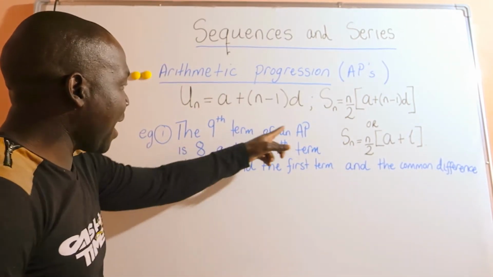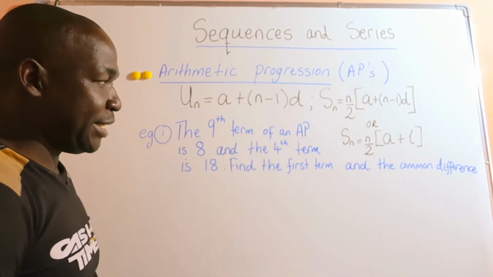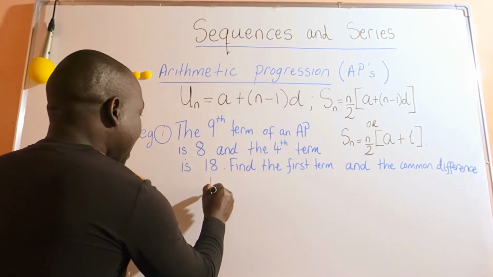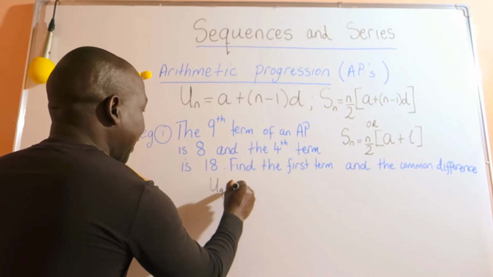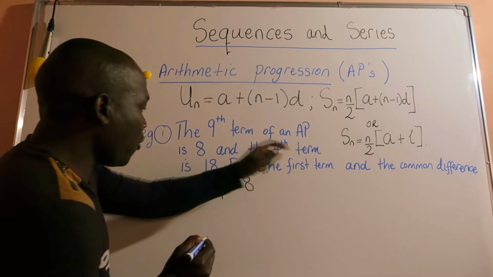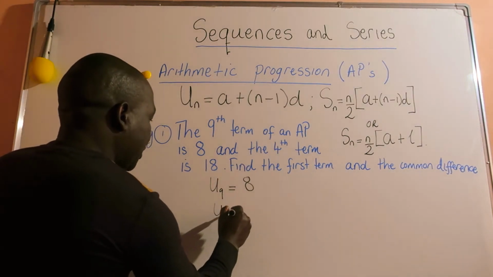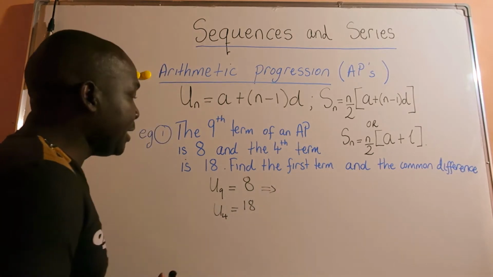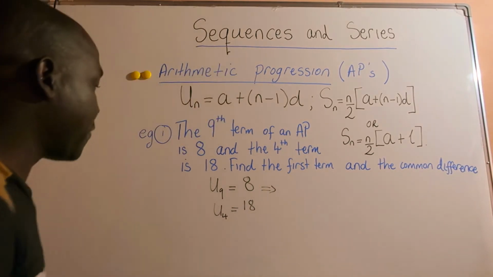So you're given that the ninth term of an AP is 8. The first thing is it's an AP, so the formulas apply. The ninth term is represented by U9, and we're told this is equal to 8. The fourth term, U4, is equal to 18. What we want to find is the common difference and the first term.